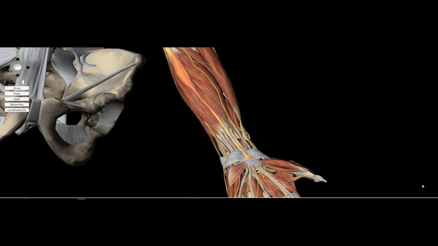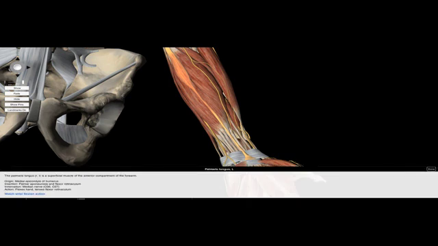So the first one we want to take a look at is the Palmaris Longus. And when I look at the Palmaris Longus, we can see it highlighted here, and its origin is on the medial epicondyle of the humerus, and it courses down to insert into the palmar aponeurosis and the flexor retinaculum. Innervated by the median nerve, it flexes the hand and tenses the flexor retinaculum.